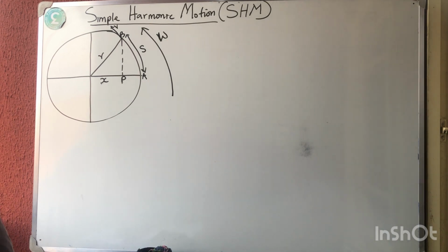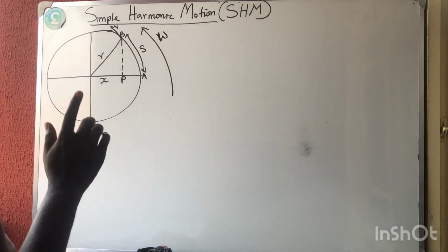Okay, simple harmonic motion is the periodic movement of a body or particle along a straight line such that the acceleration of the body is always directed towards a fixed point, which is the center of the motion, and it's proportional to the displacement of the body from the point. Okay, let's talk about the calculation part of it. You can go and read about what simple harmonic motion is and the rest of it. I'm interested in the calculation.